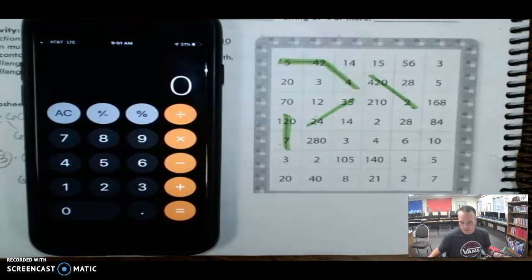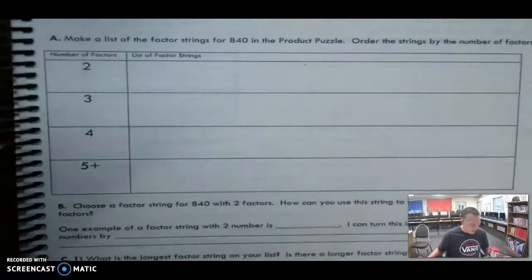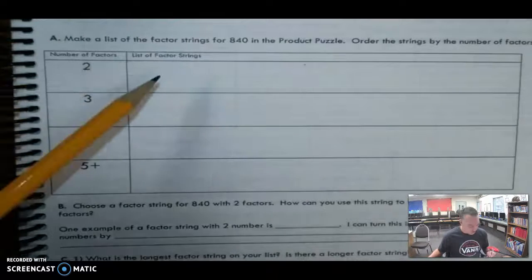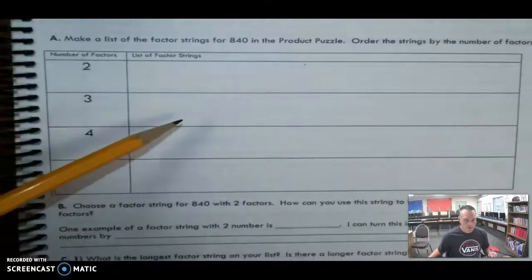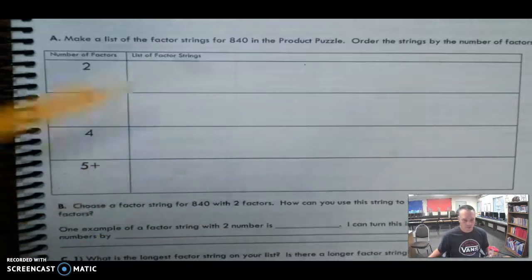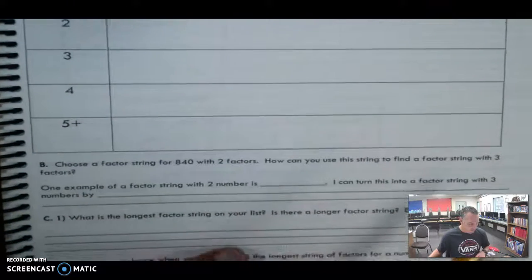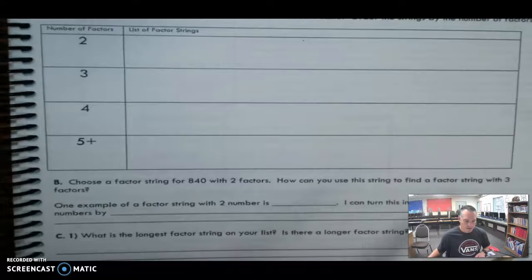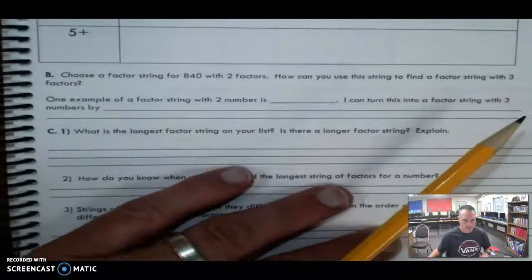Make sense? Good luck. Now that you've filled out that product board, and hopefully you have, you're going to go through and list factor strings with 2, with 3, with 4, and with 5. Okay, so go ahead and take your time to do that. I'm going to slide up here.